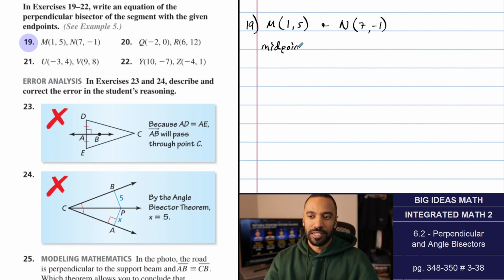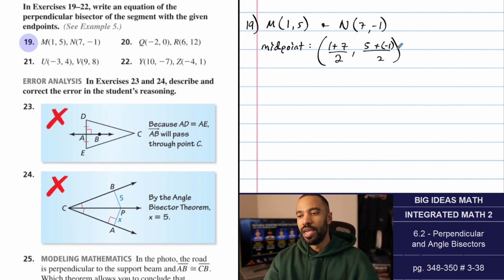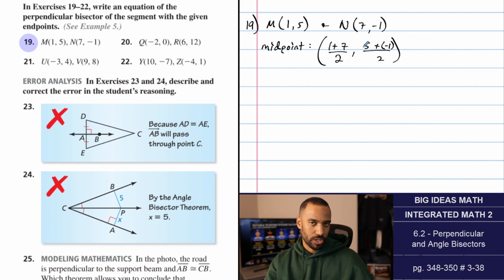The midpoint is averaging your X values of 1 and 7. We add 1 and 7 divided by 2. And averaging your Y values of 5 and -1. We add 5 with -1 divided by 2. And we find the middle value of your X's and your Y's. What's the middle of 1 and 7? You average them.